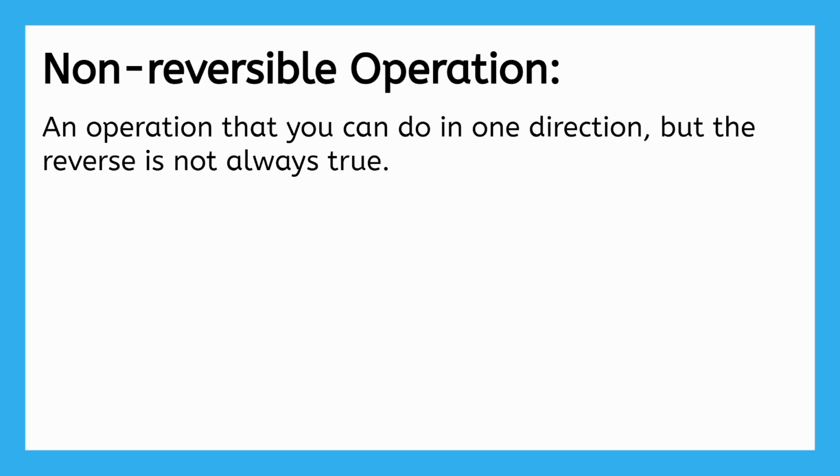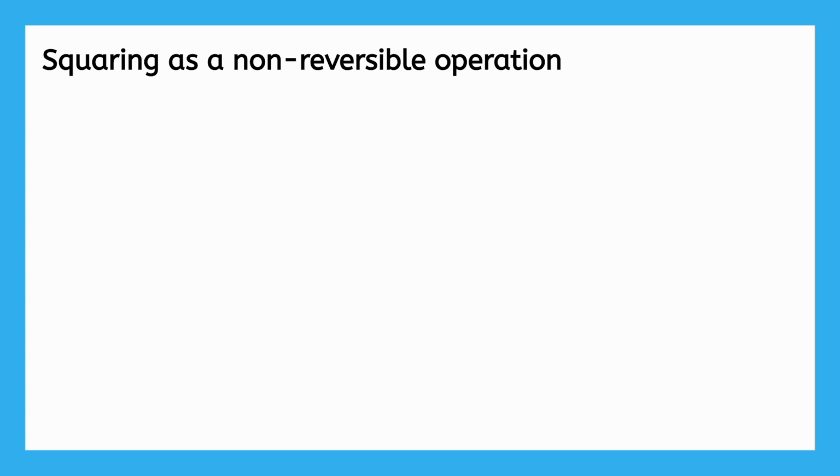This brings us to our next definition. That's the definition of a non-reversible operation. This is an operation that you can do in one direction, but the reverse is not always true. So squaring, which we saw in the previous step, is an example of a non-reversible operation. All right, so let's have a look at why squaring is a non-reversible operation. So again, by non-reversible, we mean it's an operation we can perform in one direction, so we can square something, but then we can't necessarily go back, or we can't know where we came from.